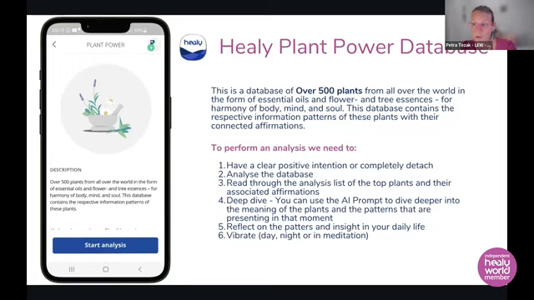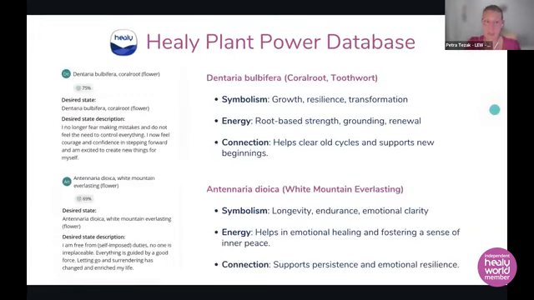The plant has a story for you. It's there to show you something. Because if you don't have a connection with that, it's going to be harder for you to understand what the message is. Okay, so that's the basics. So let's go and look at the analysis.